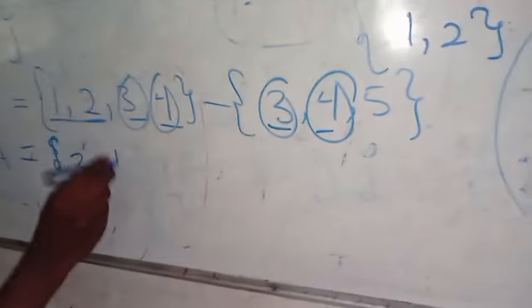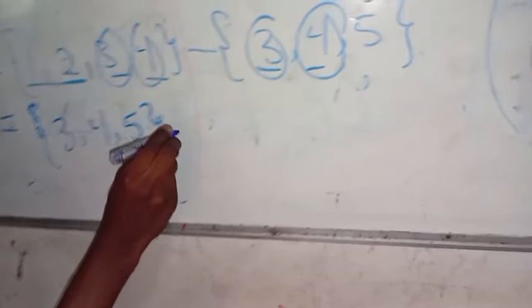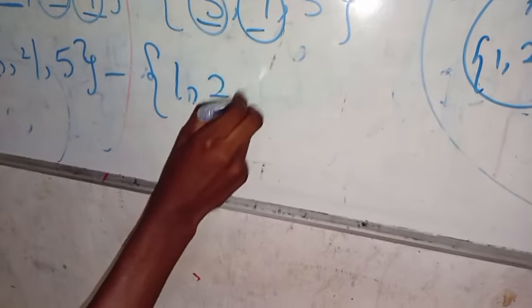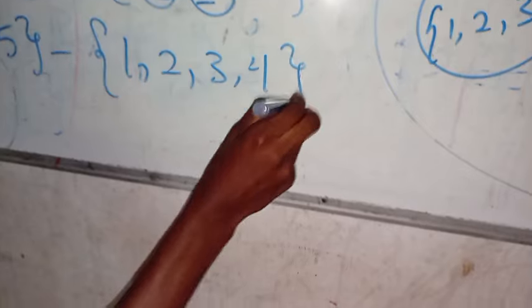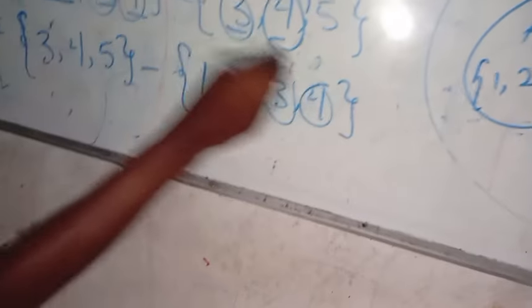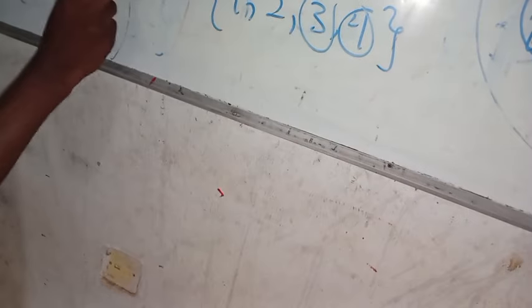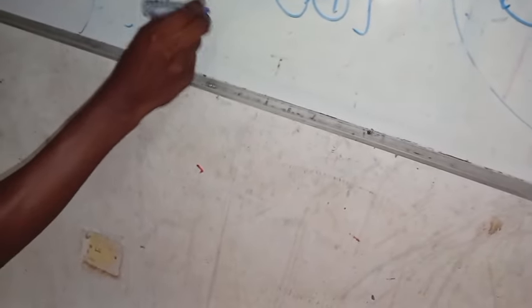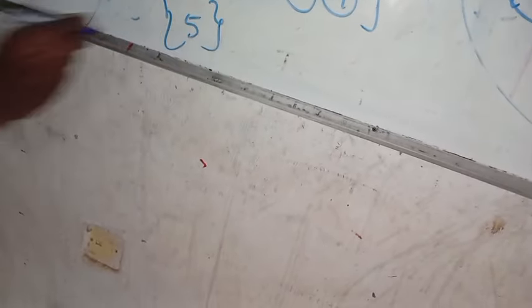What are the elements in B? 3, 4, 5. Good of you. Minus what? 1, 2, 3, and 4. Okay, same approach. What are the elements A shares with B? 3 and 4. What is left in B? 5. So what will be the answer to this one now? 5. Is this one clear? Are you sure? Someone said no.